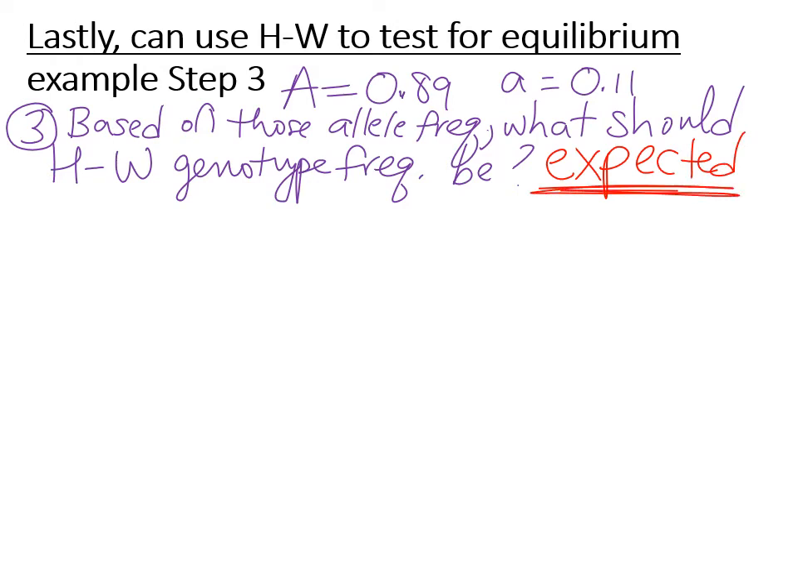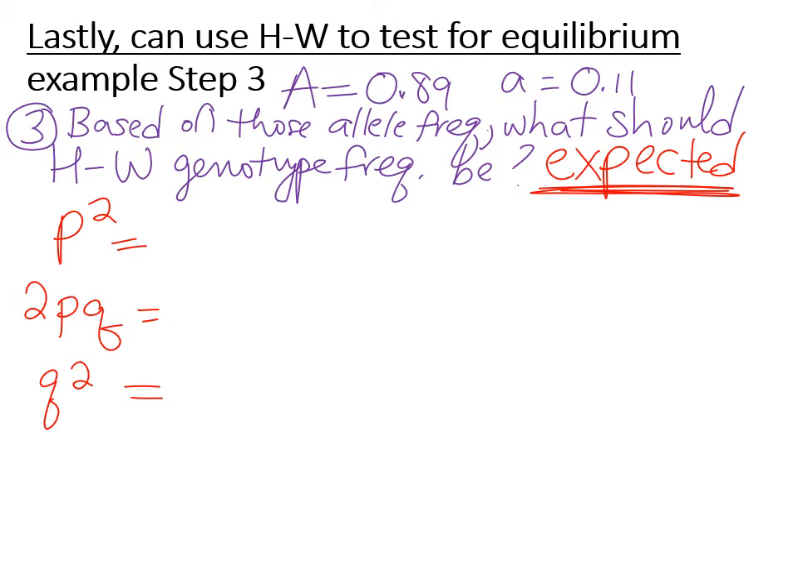So in this question, when I say based on those allele frequencies, what should Hardy-Weinberg genotype frequencies be? What we're going to calculate now are expected genotype frequencies. So you can go back in your notes, and where we had step 1 of this example, you can write those are your observed genotype frequencies. Now we're going to calculate the expected based on Hardy-Weinberg. And if you remember, Hardy-Weinberg said p squared, 2pq, and q squared as the 3 genotypes.